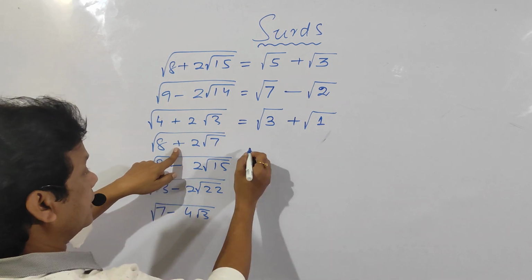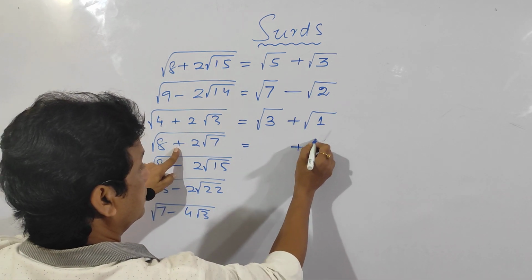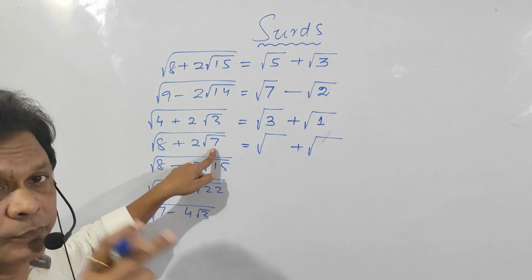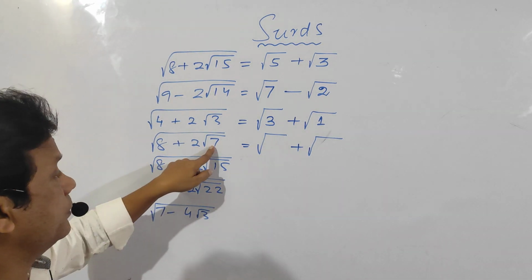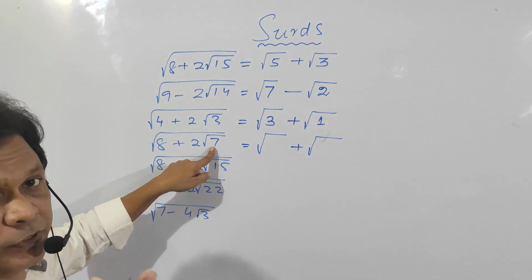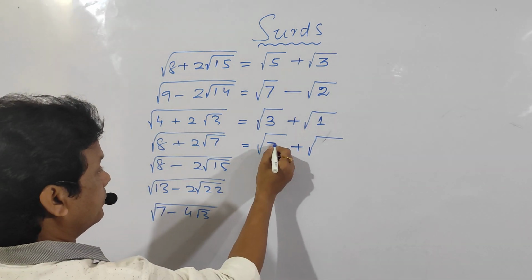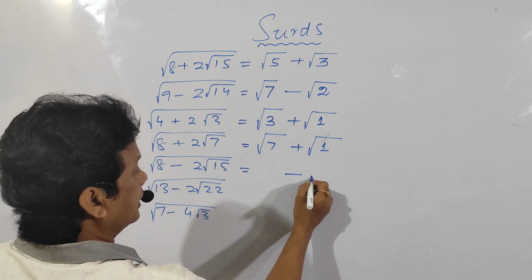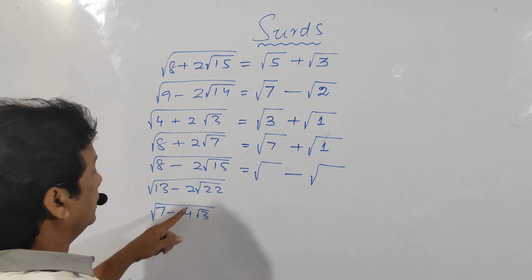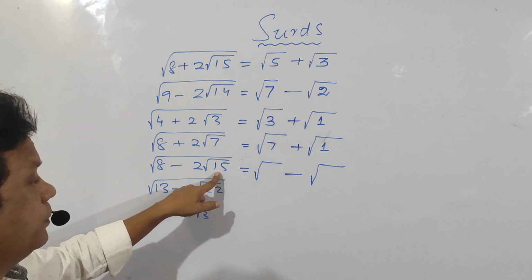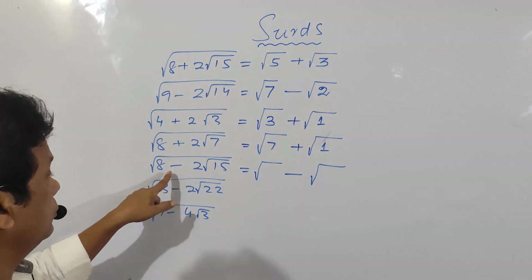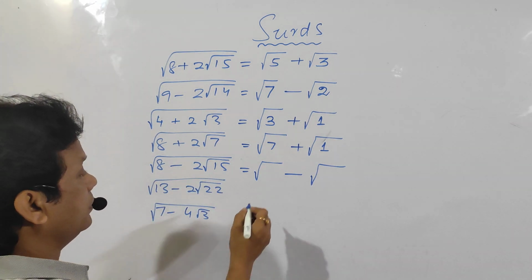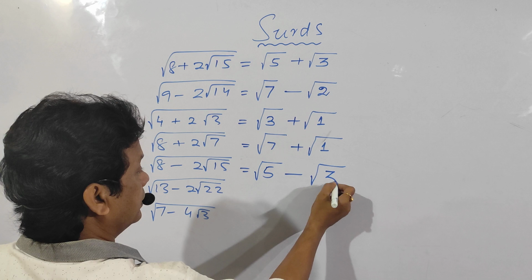Now a plus sign is there. So plus, you should split 7 into two parts and the sum of the two numbers should be equal to 8. 7 ones are 7. So 7 plus 1 is equal to 8. So this is 7, this is 1. Clear? And here a negative sign is there. So put square roots, and you should split 15 into two parts so that the sum will be equal to 8. So 5 and 3. 5 threes are 15 and 5 plus 3 is equal to 8. So here 5, here 3.